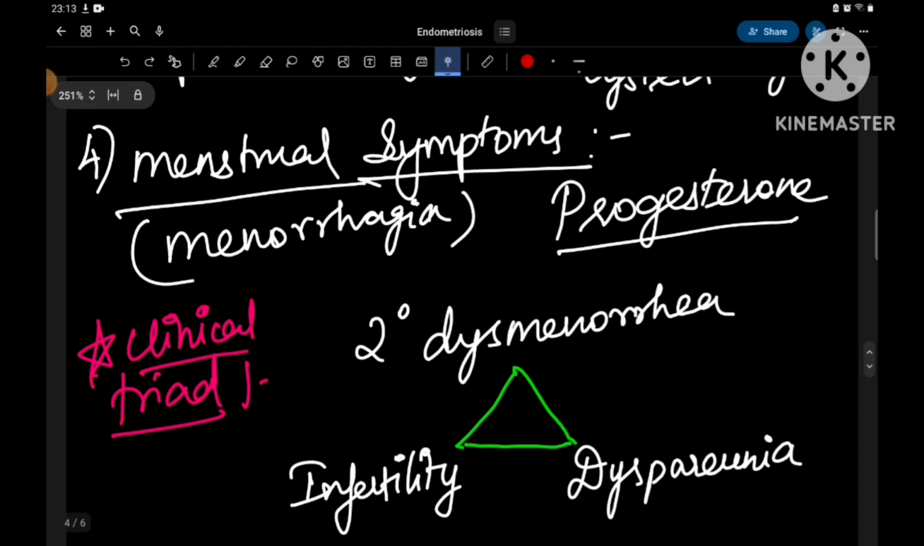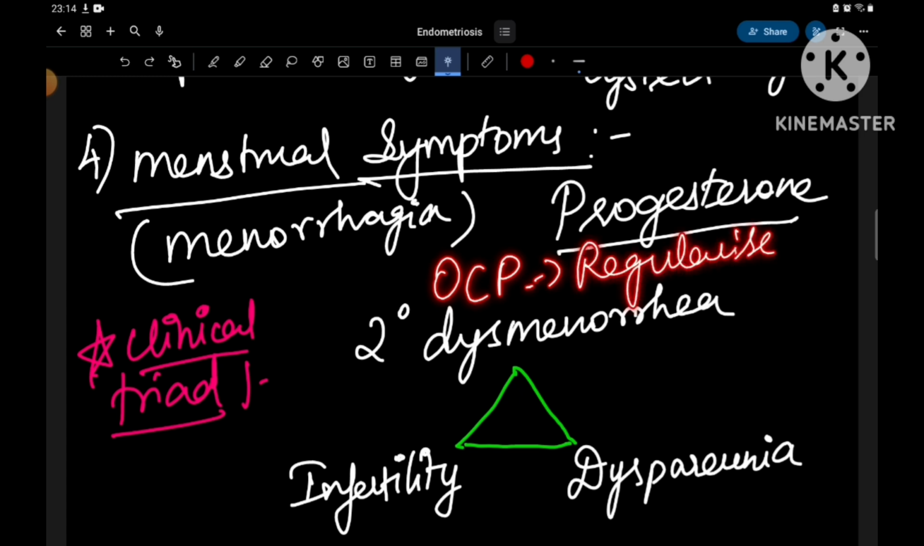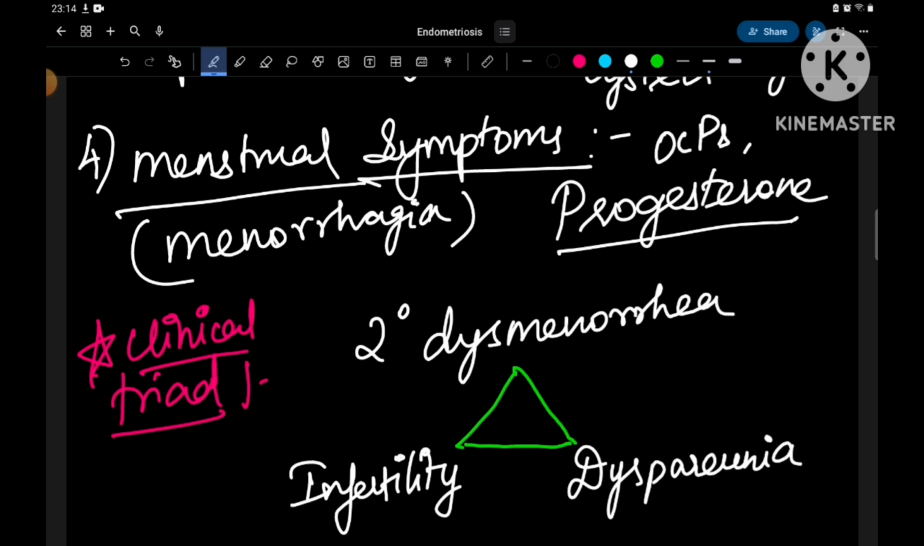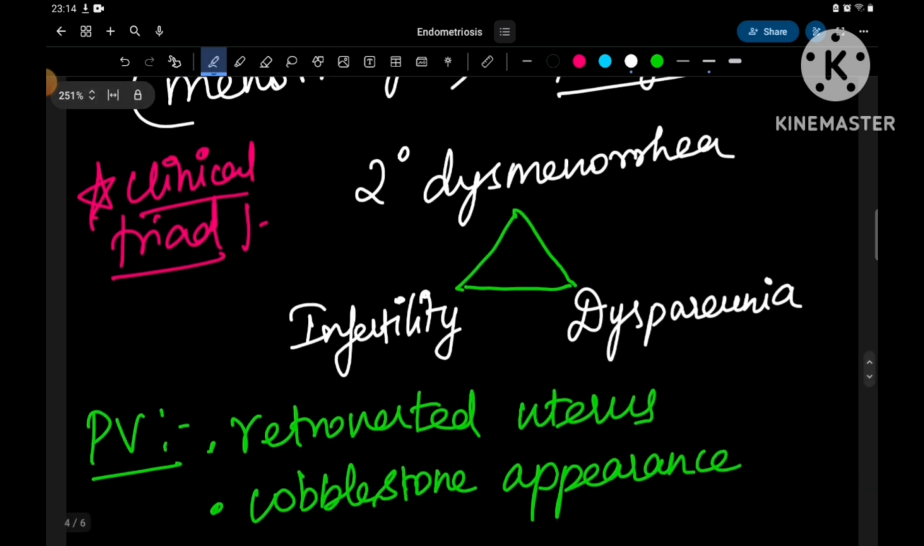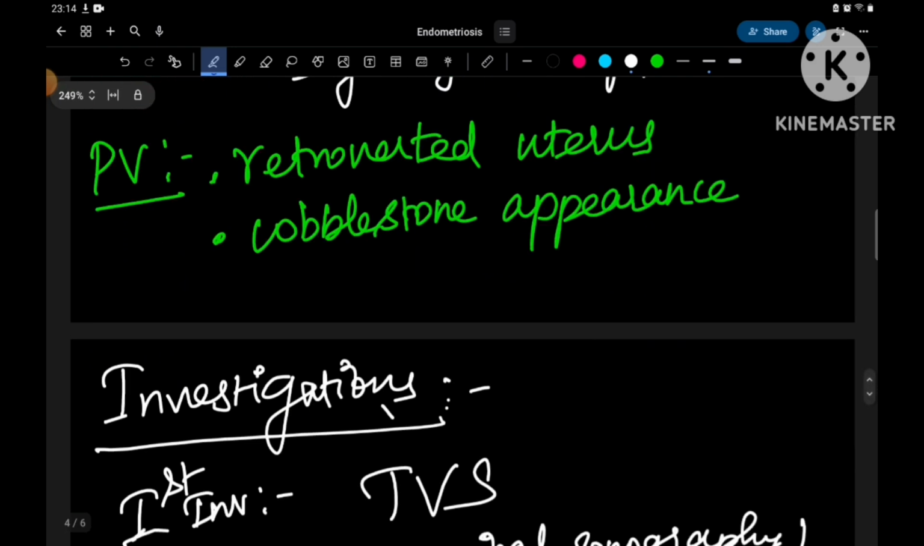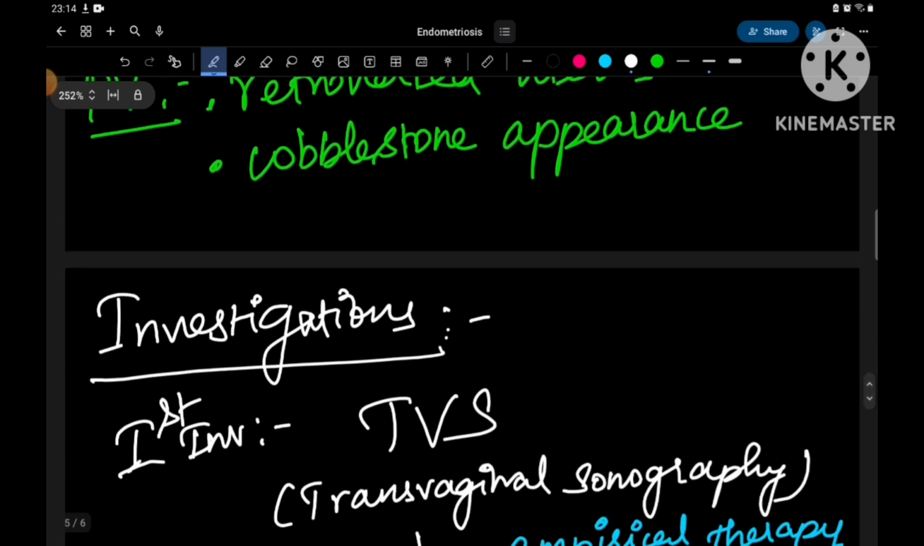Menstrual symptoms, what mainly we will give is progesterone. We will just control with that itself. OCP will regularize the cycles, or else you can also give OCP, which will regularize. Okay, I'll just write it here. Right, that's the clinical triad: secondary dysmenorrhea, infertility, and dyspareunia. On vaginal examination, we can see the retroverted uterus and cobblestone appearance.